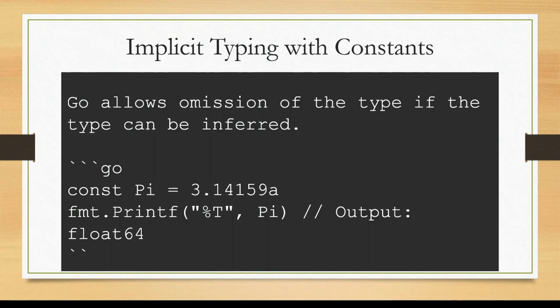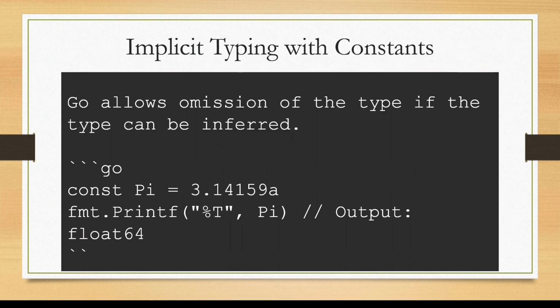Okay, so now let's talk about something really cool in Go: implicit typing for constants. Here we are creating a constant just like before, but we did not mention the type, no float64, nothing. So how does Go know what the type is? Well, there is a catch where Go is smart. It looks at the value 3.14159 and says this looks like a decimal number, so I will treat it as a float64. This is called type inference.